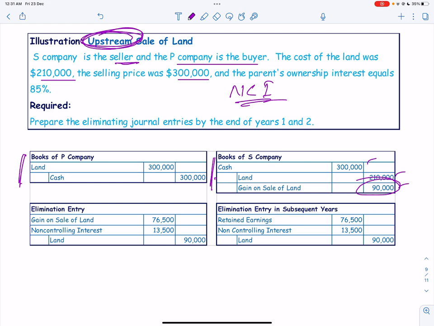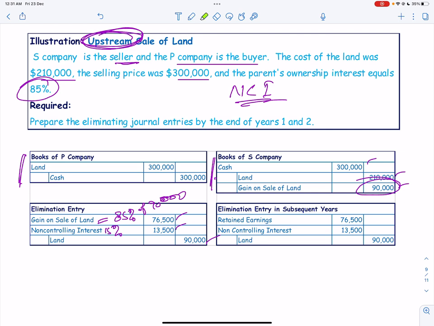The eliminating journal entry at the end of the year would include a debit to the revenue account, that is the gain on sale of land, for the parent share of 85%, 85% of 90,000, and a debit to the non-controlling interest for the remaining share of 15% attributable to non-controlling interest. So debit gain on the sale of land 76,500, debit non-controlling interest 13,500 and credit land by 90,000.